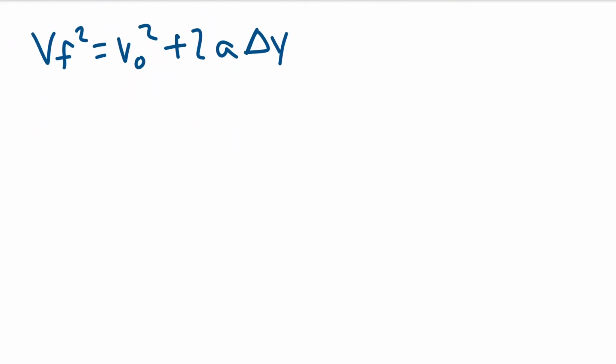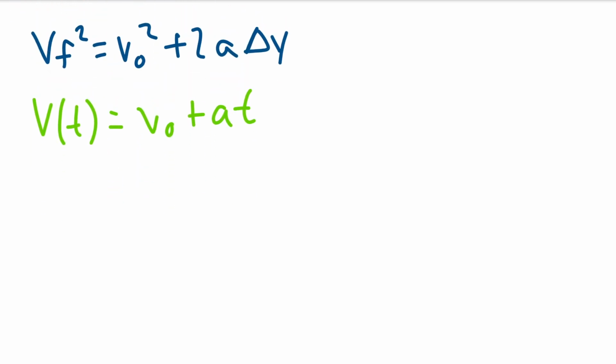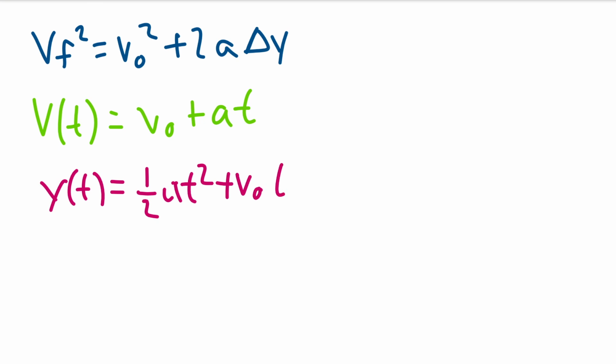So bringing all of those three back together, we had v of t as well. I'm going to pull that down a little bit more. We had v of t, which equals our initial velocity plus our acceleration times time. And then we had that equation for position, which was y of t equals 1/2 a t squared plus v naught t plus y naught.